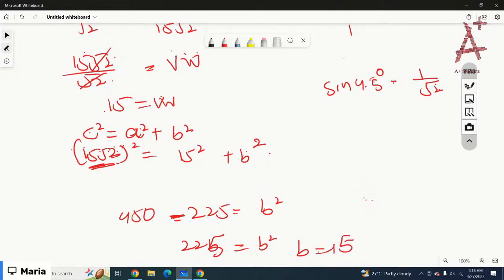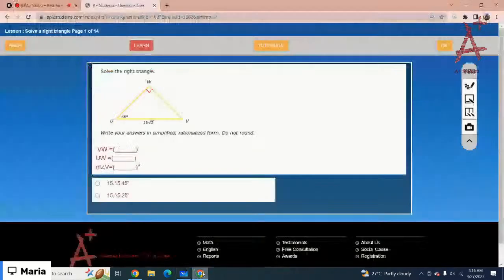So the missing sides are 15, 15, and the one angle missing is 45. Got it? Because the triangle is 45, 45, and 90. So 15, 15, 45 is the correct option. The correct option is option number 1. That would be 15, 15, and 45.